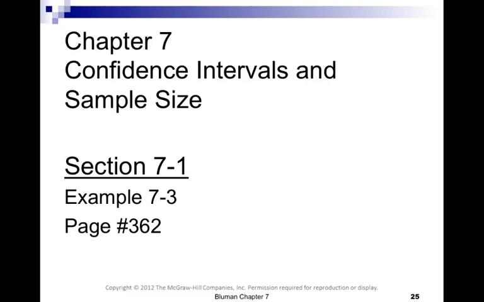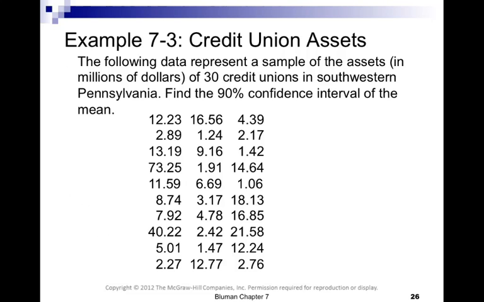7.3, page 362, confidence intervals and sample size. Now this is data you're going to put in your 1-var stats. I always put them in list 1 rather than the other list, because then you have to name the list that it's in when you do your 1-var stats. But if you don't remember how to do it, there's a video under chapter notes that shows you how to do these 1-var stats.